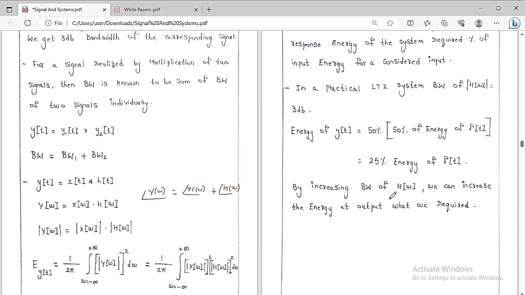Suppose one signal is the multiplication of two other signals, then the new signal's bandwidth is the summation of the individual signal bandwidths. This one also I have already told you. So these things you always have to keep in your mind.